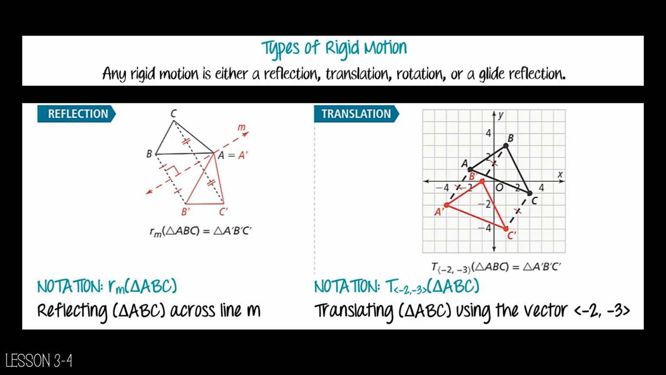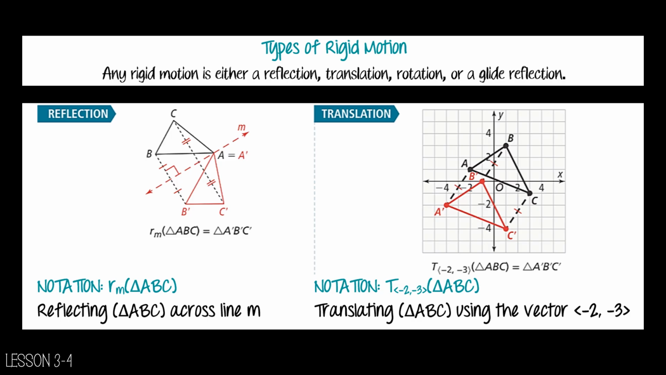Any rigid motion is either reflection, translation, rotation, or glide reflection. And that's where there's a composition of a translation and a reflection. So here's some different types of notation that we have not seen before. I just thought I would make you aware of them. So lowercase r subscript m is going to be a reflection of a triangle ABC across a line M. So that's what the M is, the subscript M.